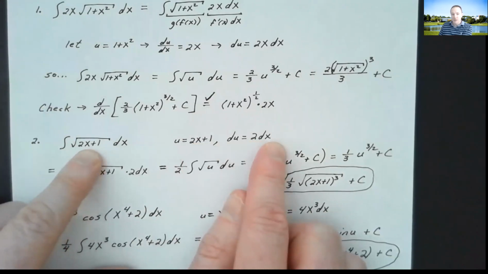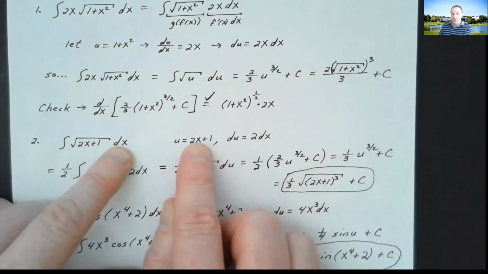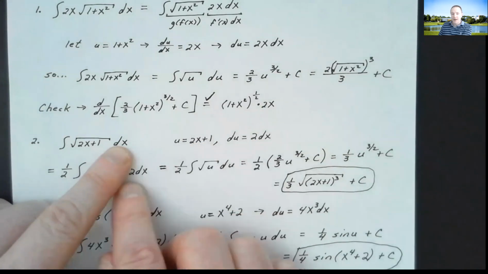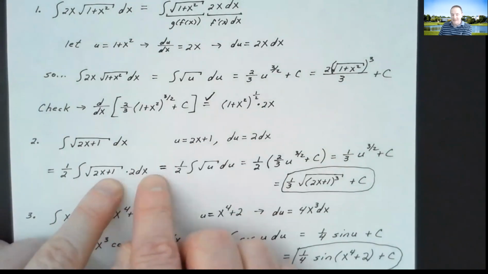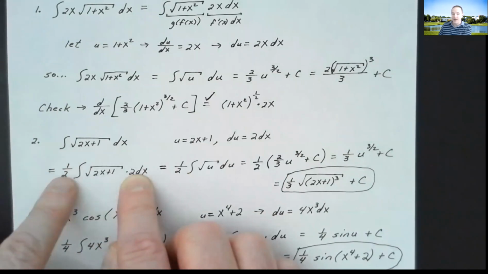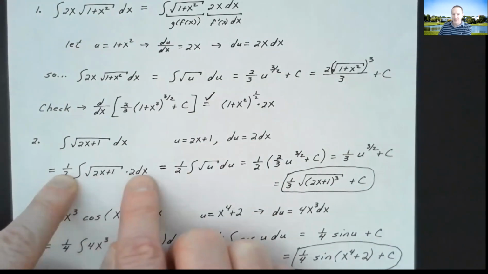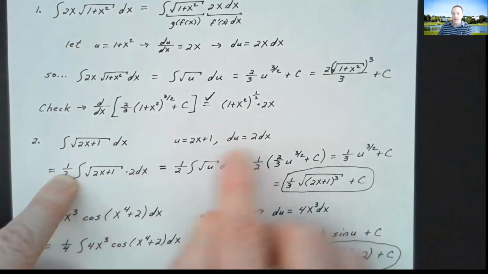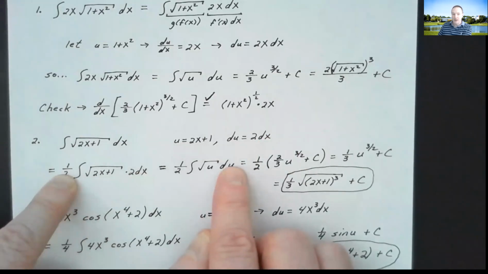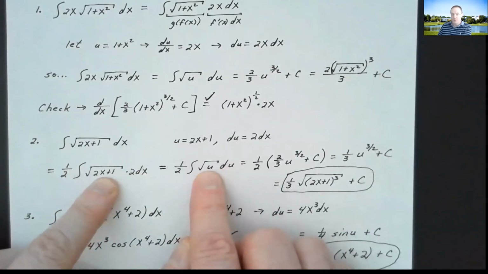Then I can say, well, okay, I don't have a 2 dx in there, but I can always put it. So on the inside, I need to see a factor of 2 dx. So I multiply by 2 on the inside. I can do that as long as I divide by 2 on the outside. So I'll get 1/2 the integral, the square root of 2x plus 1 times 2 dx. This 2 dx becomes du in the next step. The square root of 2x plus 1 becomes the square root of u.